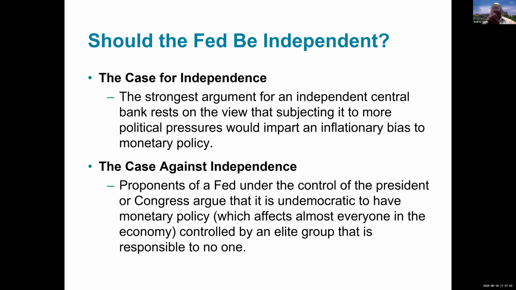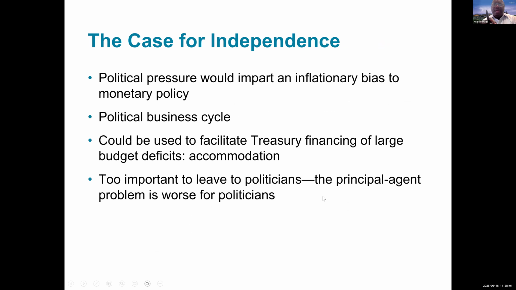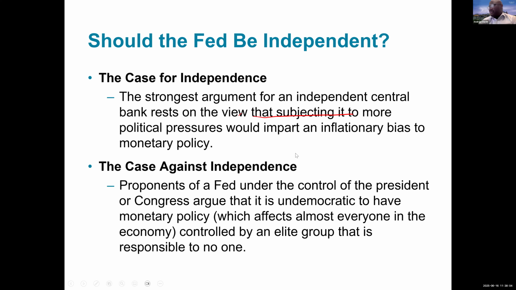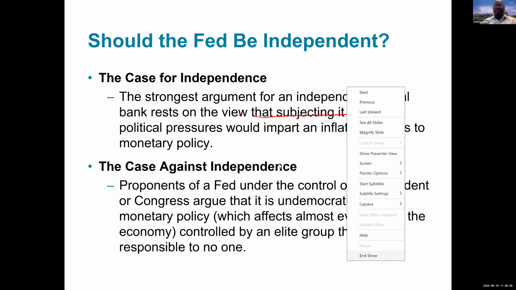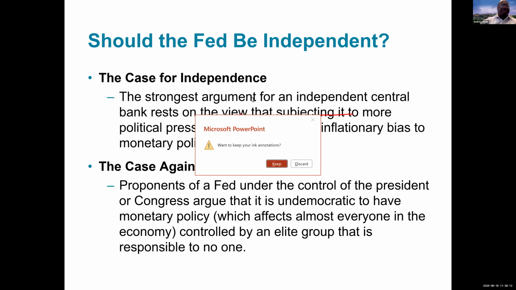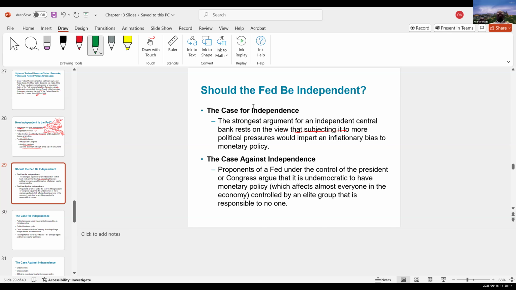So the strongest argument for an independent central bank rests on the view that subjecting the Federal Reserve to more political pressures may impart some inflationary bias to monetary policy. Let me expand on this a little bit. Why we don't want the Fed to be influenced politically: because subjugating the Fed to political pressure is going to introduce this inflationary bias to monetary policy. What do we mean by that?